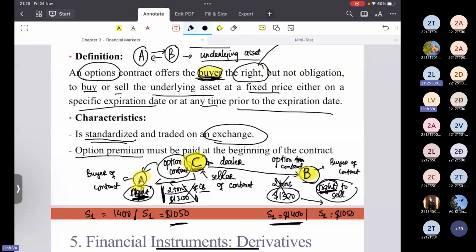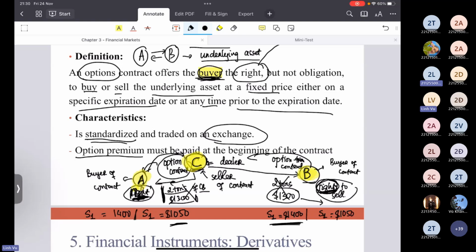Okay? They have to pay some option premium at the initial of the contract. So when these two parties, party A and party C, sign the contract with each other, then party A has to pay some option premium to party C in exchange for his right. And similarly, party B also has to do the same thing. He has to pay some option premium to party C in order to have some right in the contract.